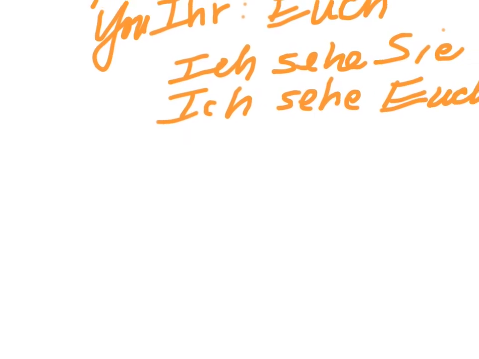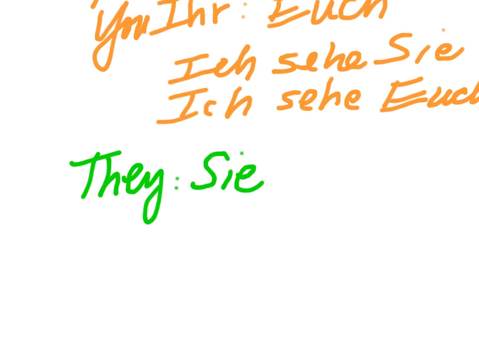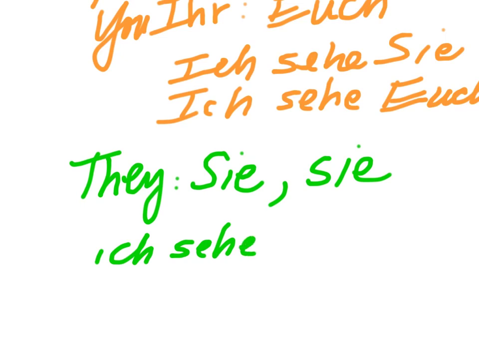All right, and then finally we get to the end of the direct objects, and we're going to talk about they. They, which is sie, and it becomes sie. Isn't that nice? So if I say I see them, I would say ich sehe sie.